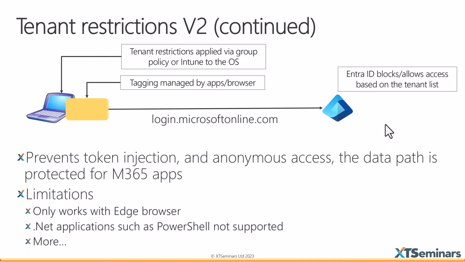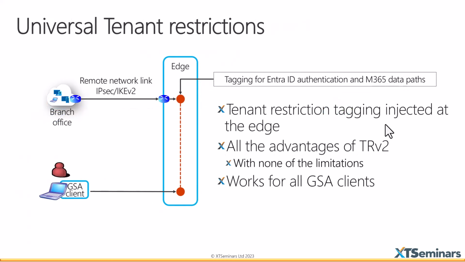Then along comes universal tenant restrictions. And this works when you're going to the edge. And the tagging is automatically done at the edge. So it has all the advantages of TRv2: it's anonymous, it does authentication, and it also does actual data path access. And it works with all GSA clients. That's a single client running the GSA client, and it also works for branch office.